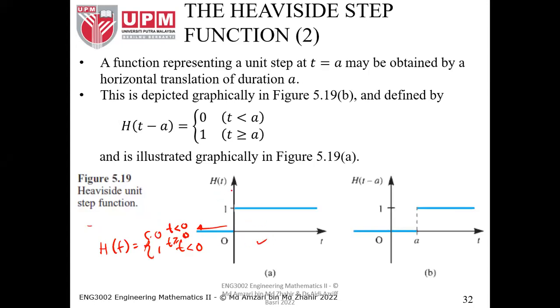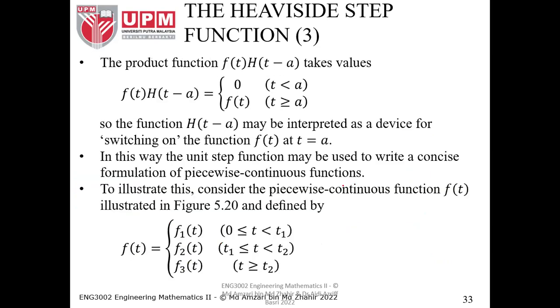But there is a condition on a, which can be any number. The Heaviside step function will be based on a. For example, you have H(t minus 3). So your step function will step at 3 here. Below 3 will be 0, above 3 will be 1. This is a Heaviside step function.